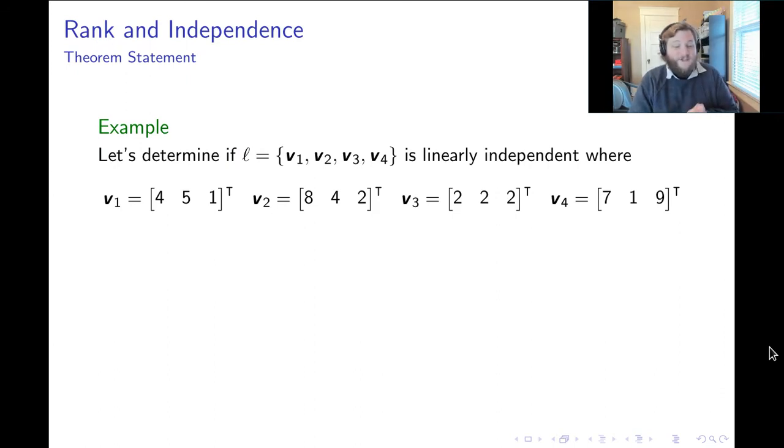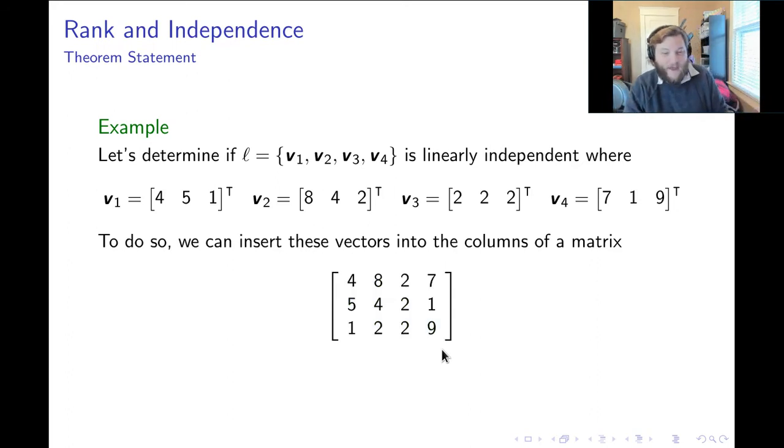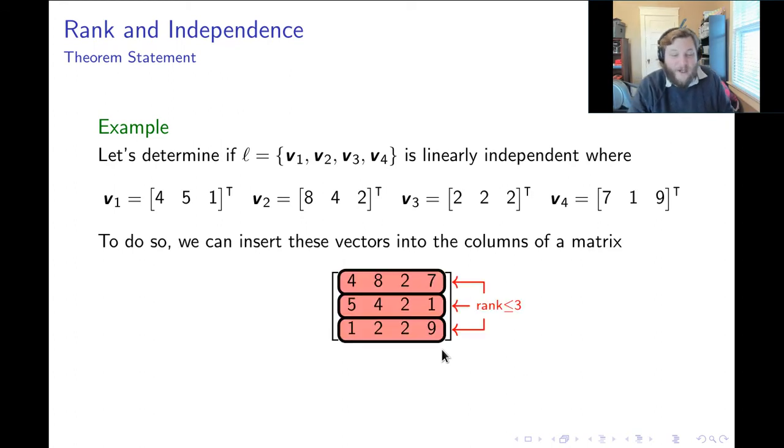So let's do an example here. Here I'm studying a list of 4 vectors in R3. And I want to know whether or not this list of 4 vectors is linearly independent. Well, I can apply the linear independence test. I put these 4 vectors into the columns of a matrix. And now what I want to know is whether or not this list of vectors is linearly independent, which is the same thing as asking whether or not the rank equals the number of columns. And normally, I might have to do some row reductions to figure this out. But if you think about the way this matrix looks, here we have 3 rows.